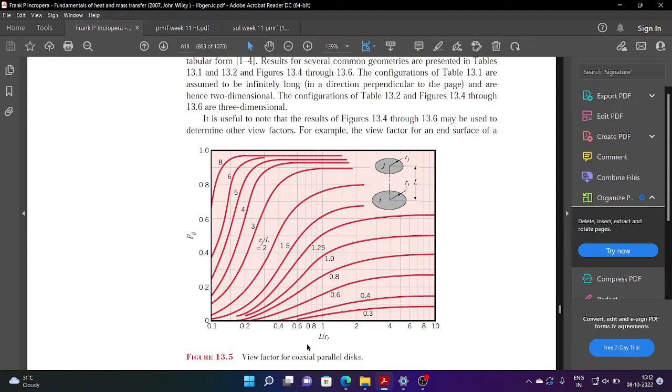Now L by R is just a reciprocal of that. So let's say my L by R is here. Then my Fij would be this value which I require. So this is how we use the chart to find the view factor. You can also use the expressions which are usually given for two parallel flat plates or the cross section for cylindrical surfaces. If you use those empirical relations, you will get almost the same answer. But by using these plots, we will get the view factor.